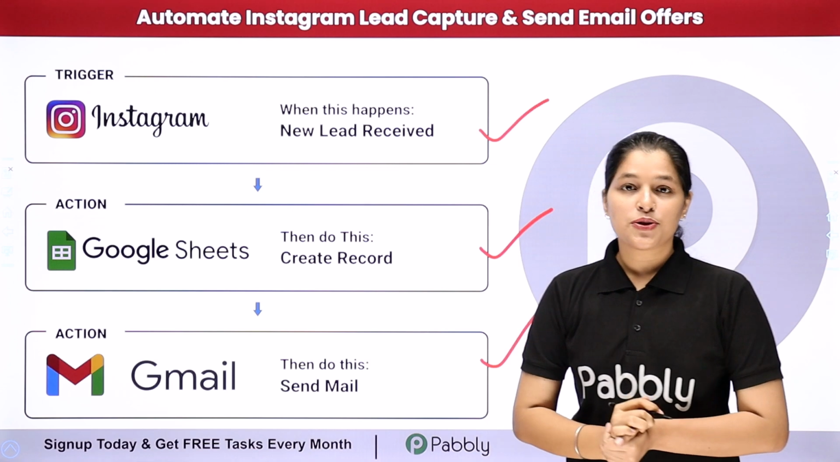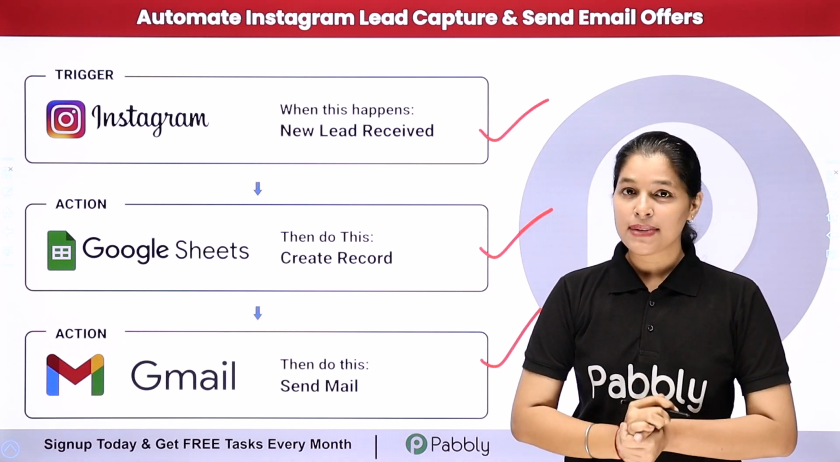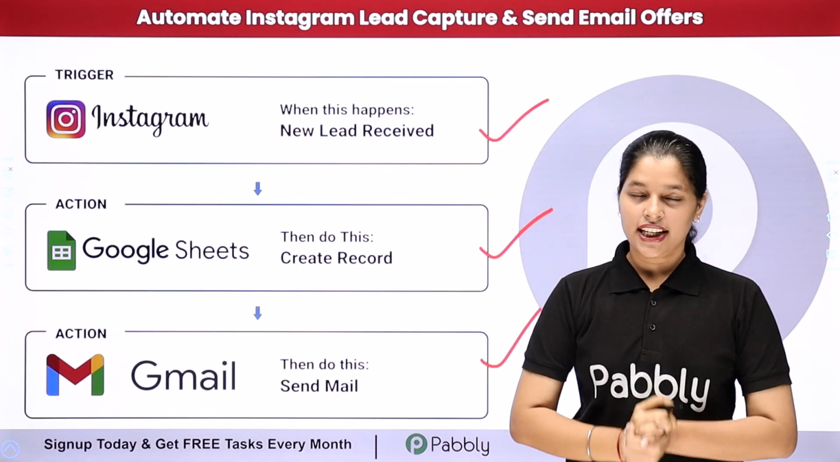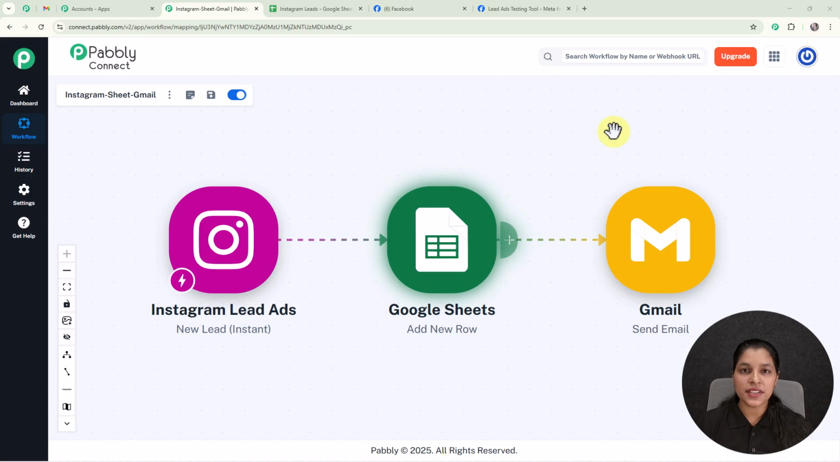So here I am going to build this automation by using Pabbly Connect. So if you also want to build this automation, let me take it towards my screen. Welcome to my screen. So in this video I am going to show you how you can send offer emails to Instagram leads and save the data to the Google Sheet.